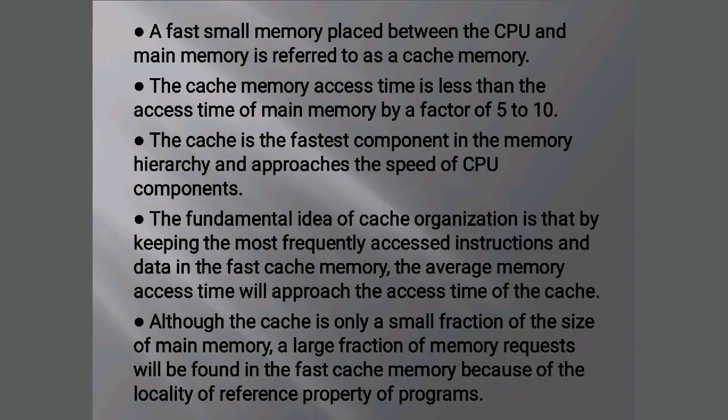The fundamental idea of cache organization is that by keeping the most frequently accessed instructions and data in the fast cache memory, the average memory access time will approach the access time of the cache. Although the cache is only a small fraction of the size of main memory, a large fraction of memory requests will be found in the fast cache memory because of the locality of reference property of programs.